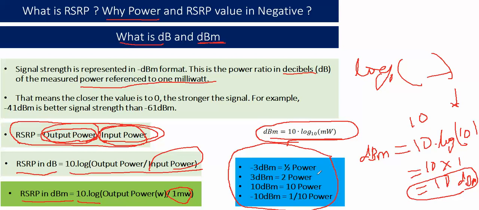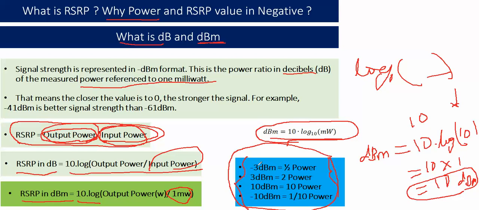Sometimes you have heard about a minus 3 dBm loss. A minus 3 dB loss means that power is sent by the eNodeB and the UE receives half of the power. If we gain 3 dB, that means the power is doubled. And if the power is multiplied by 10, that means 10 dB. So it is easy to understand and calculate.